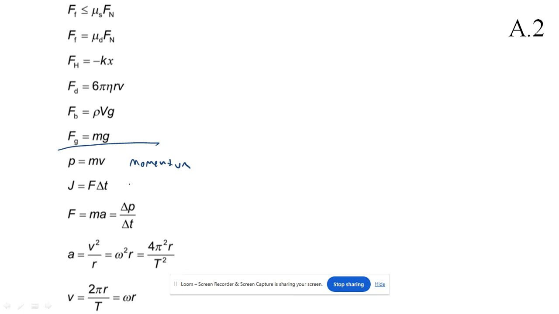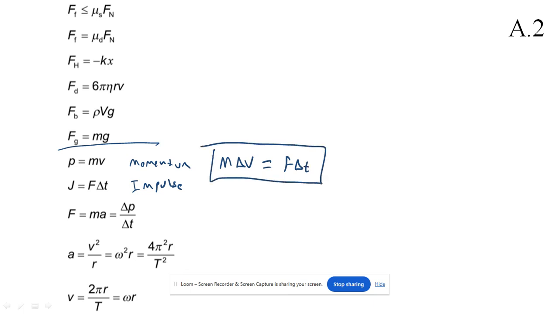Apparently, they're using J for impulse. Okay, so this is impulse. And remember that there's a whole series of problems you can solve by saying that the change in momentum is equal to the impulse. So you can say mass times change in velocity is force times time. We solved rocket problems and stuff with that. And then this is our final momentum one.